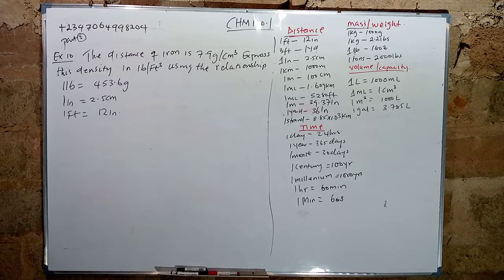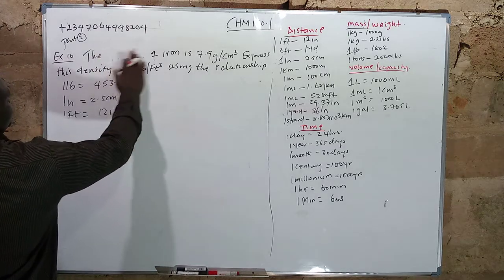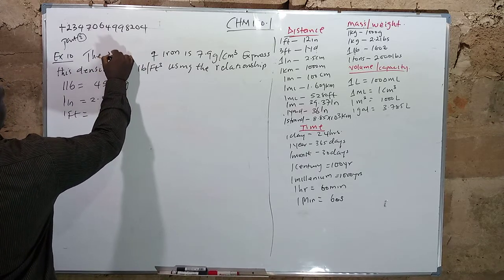We have example number 10 there. The density of iron is 7.9 grams per cm cube. Express this density in pounds per foot cube using the relationship. So this should be the density.